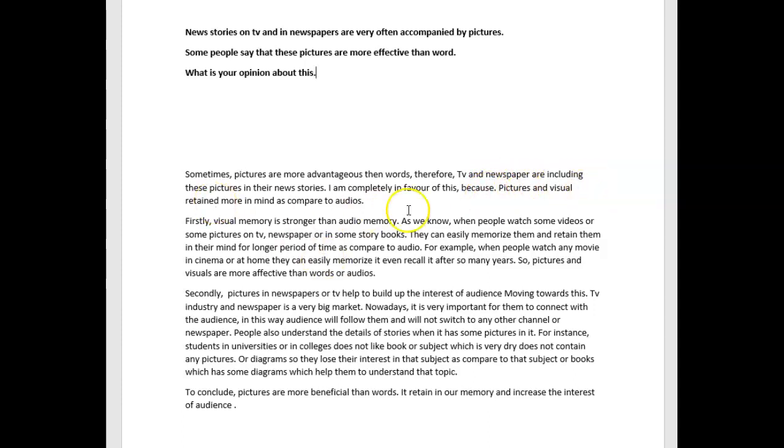Because pictures and visual, visual what? Visuals, plural. Visual aids, visual references, something. But you can't just say visual. So pictures and visual references are retained more in mind as compared, and you can't just say audio. It should be audio without the S, but you can't say that because newspaper isn't an audio means. So that's incorrect. So you want to say something more like pictures and visual references are retained more in the mind as compared to audio or written material. Okay? That's how you can correct this.